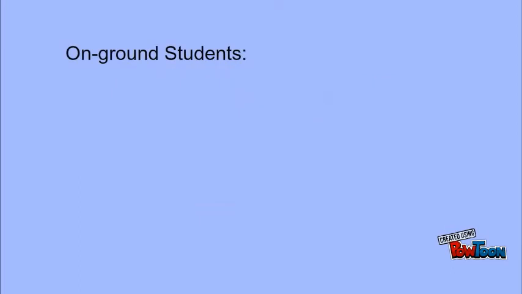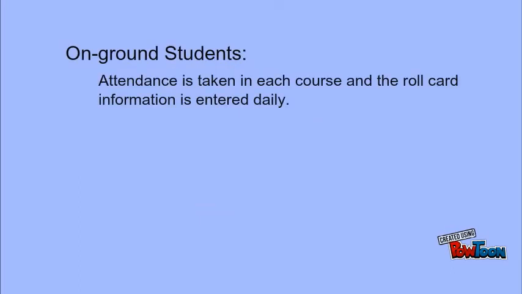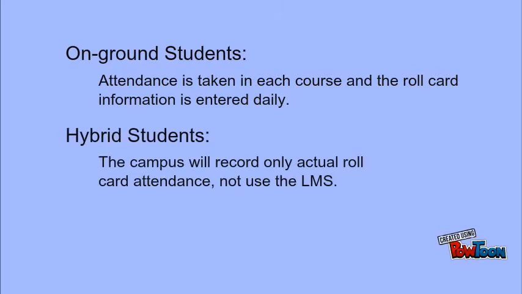On-ground students. Attendance is taken in each course, and the roll card information is entered daily. If an on-ground student is taking an externship course, the campus must have a mechanism to record externship attendance. Hybrid students. The campus will record only actual roll card attendance. Campuses must not use information from the LMS as attendance.